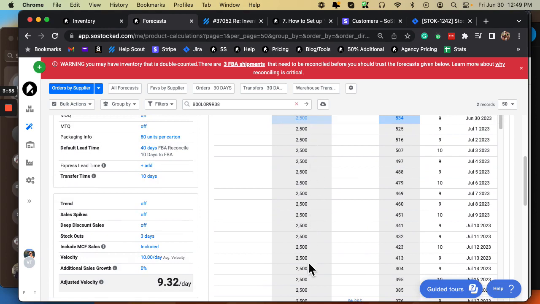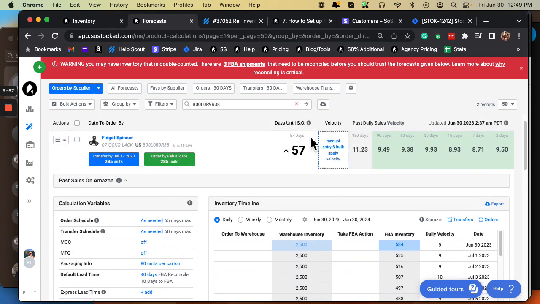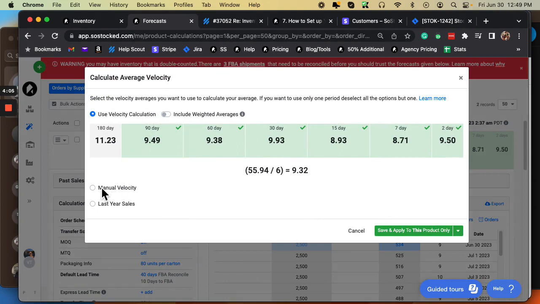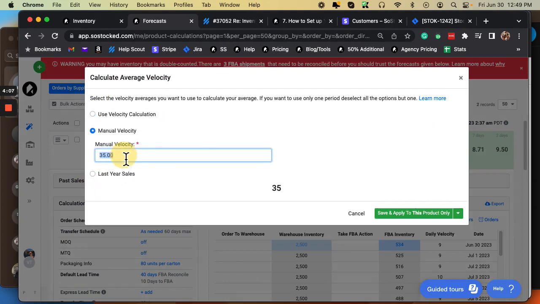So this one shows you the full amount because it's the larger velocity, and if you did need to transfer all of it, we would want to make sure all of this is available. So for example, let's say this was selling a lot more than 11 units a day or 9 units a day. Let's say I was selling 150 units a day.